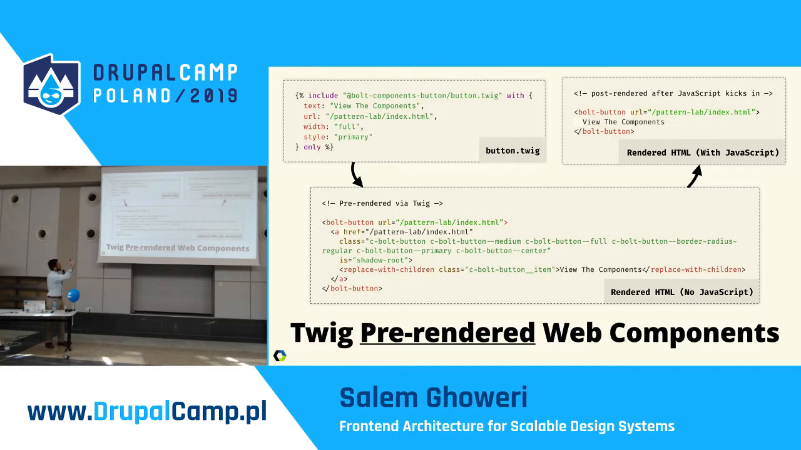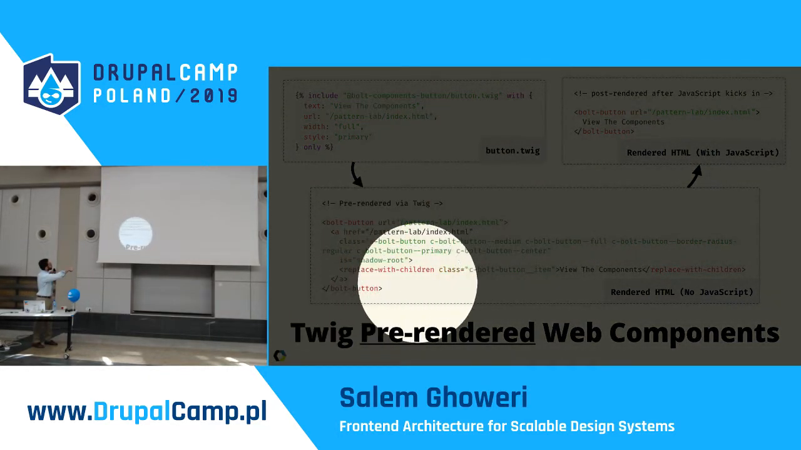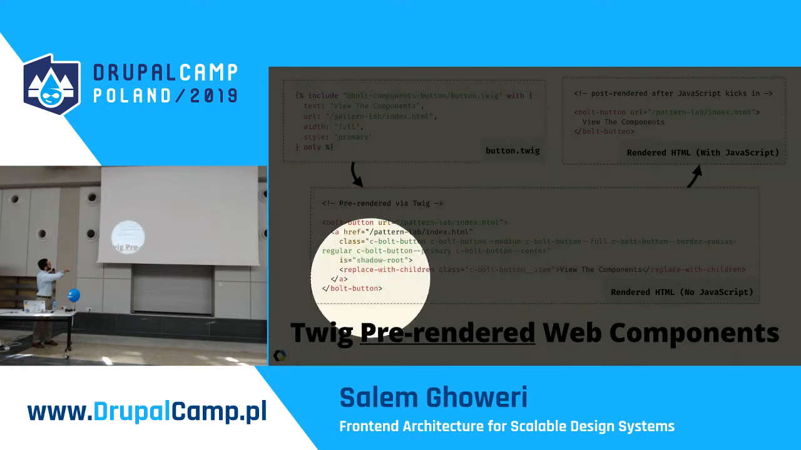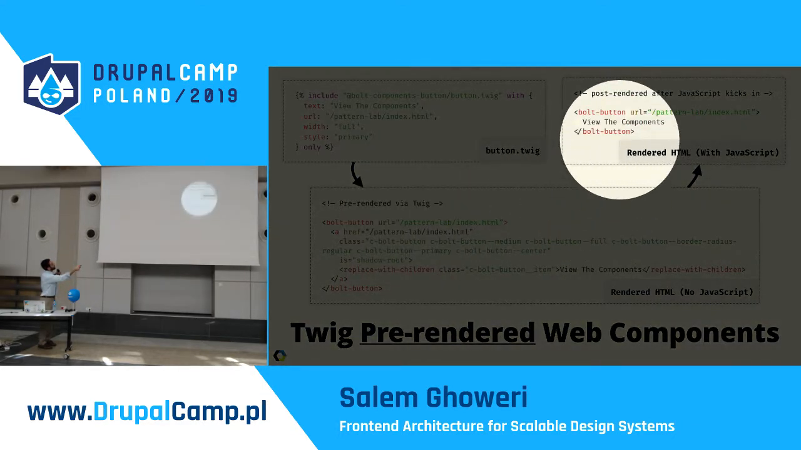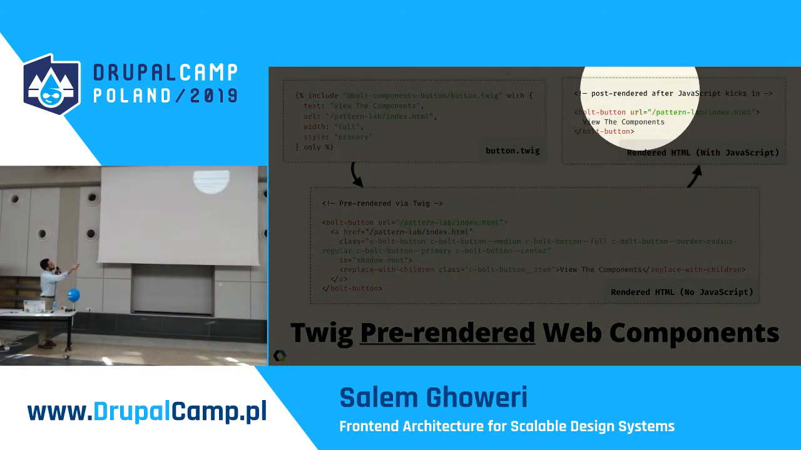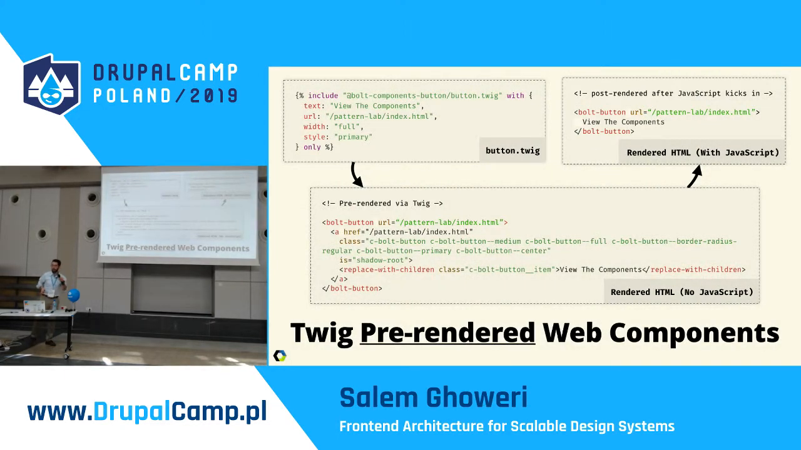And then once the JavaScript boots up, the replace with children, this one right here, that gets rid of extra HTML on the page that once the JavaScript turns on, gets rid of that so that all the HTML that's left is what the web component expects. Just very simple bolt-button with a URL generates everything that you need.